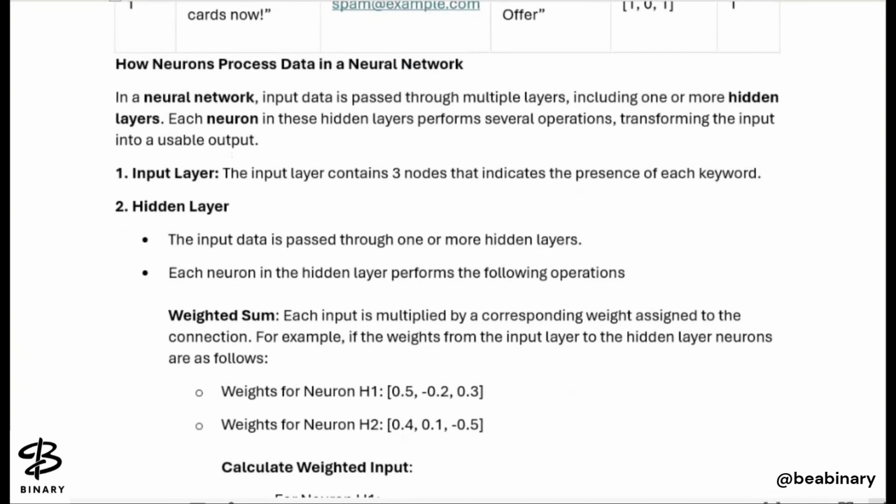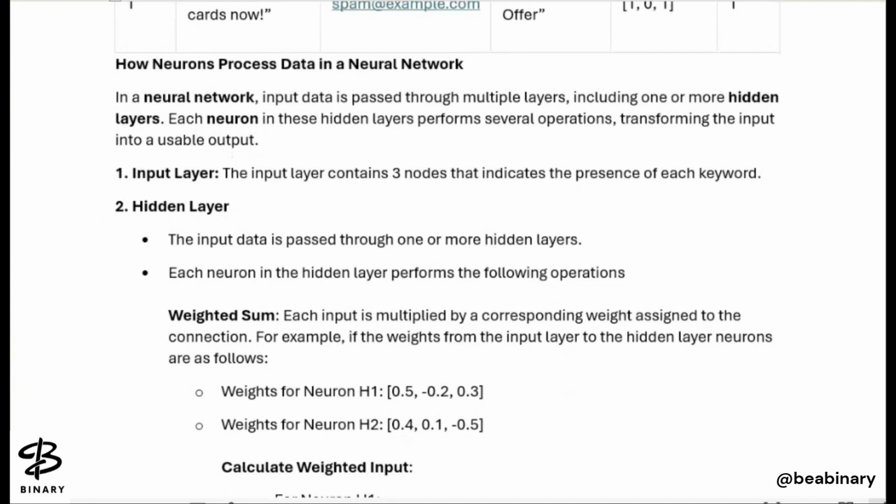The hidden layer: the input data is passed to one or more hidden layers, and each neuron in the hidden layer performs the following operation, the weighted sum. Each input is multiplied by the corresponding weight assigned to the connection. For example, if the weights from the input layer to the hidden layer neurons are as follows.